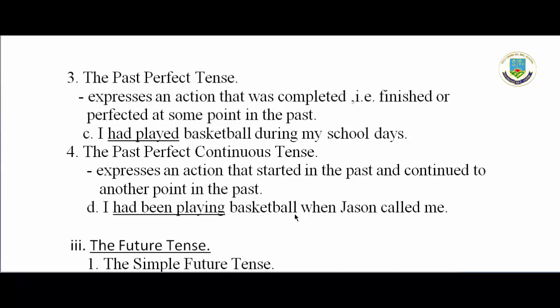You should not be confused with this dependent clause here, when Jason called me. There are two clauses in this sentence. In the dependent clause, when Jason called me, the verb is in the simple past tense. So you forget about this clause. We are dealing with the verb of the main clause. Earlier, somebody had a confusion regarding the sentence. Maybe he or she was confused with the tense of the subordinate clause. We are talking about the verb of the main clause. So, I had been playing basketball when Jason called me. The sentence is in the past perfect continuous tense.